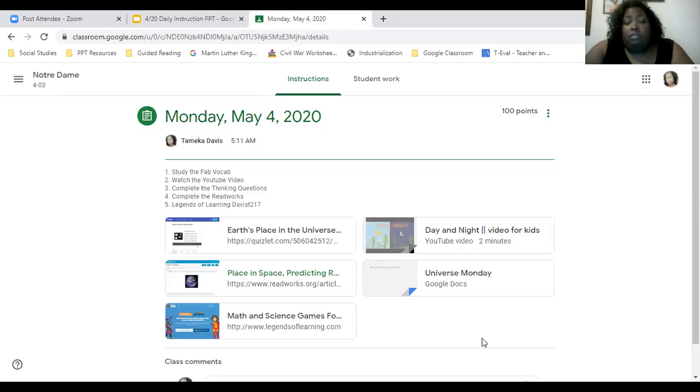So again, the Fab Vocab. After the Fab Vocab, you want to watch the YouTube video. After the YouTube video, you want to do the thinking questions. After the thinking questions, you want to do ReadWorks. And remember, if you're not logged into your Google account, sign in and then complete the ReadWorks. After the ReadWorks, you want to play the Legends of Learning.